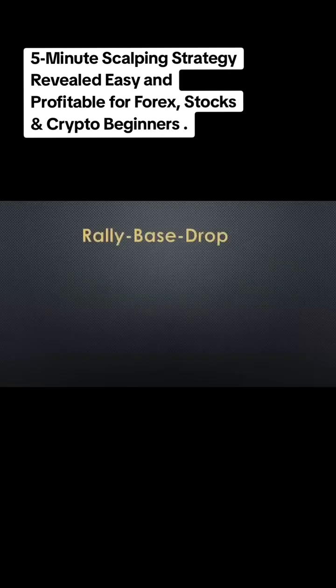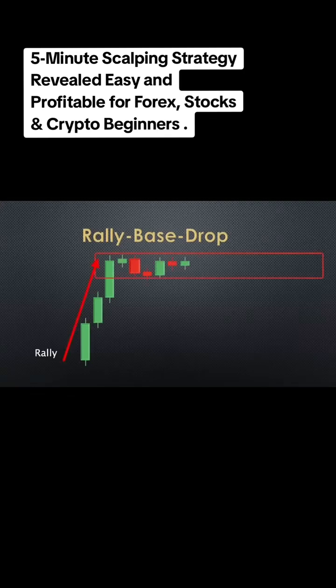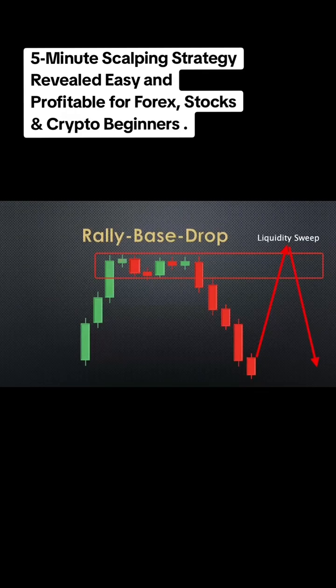Now let's switch to the rally-based drop, a classic bearish reversal pattern. The market rallies upward, hits a base where institutions start selling, and then drops sharply. This base forms the supply zone, where smart money leaves its footprints, creating a high probability area for future price action. When the price revisits this zone, institutions already have their limit orders waiting, and the market often sweeps liquidity from retail traders who have placed their stop losses just above the zone. This triggers a strong drop, exactly the move we want to catch as scalpers.